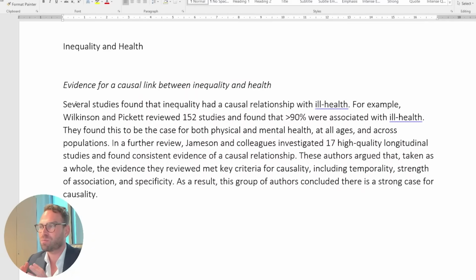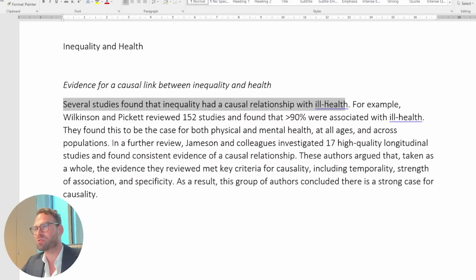So each paragraph should make one big point, and that's captured and encapsulated in the first sentence, sometimes called the topic sentence. And this is going to make it easier for your reader because they're going to know what they're going to get from this paragraph right away at a glance. Several studies found that inequality had a causal relationship with ill health. That is your point of this paragraph.